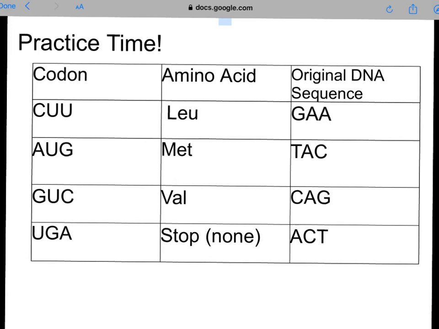And here are the answers to that chart. I think it's slightly ironic that UGA, which is a stop codon, the DNA sequence for that is ACT, which is like the opposite of stop. Go ahead and pause this if you need time to check your work.